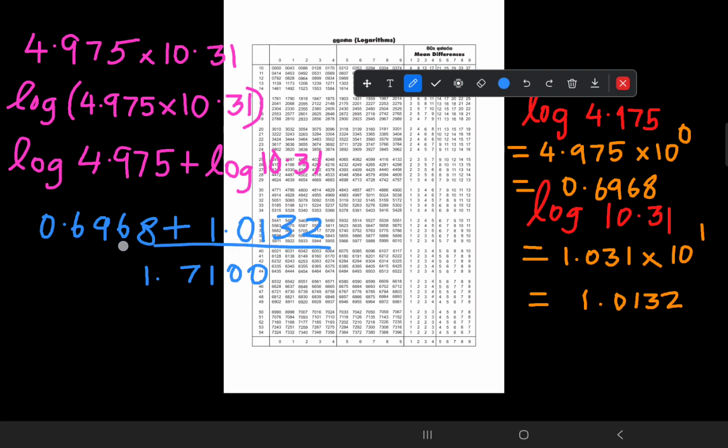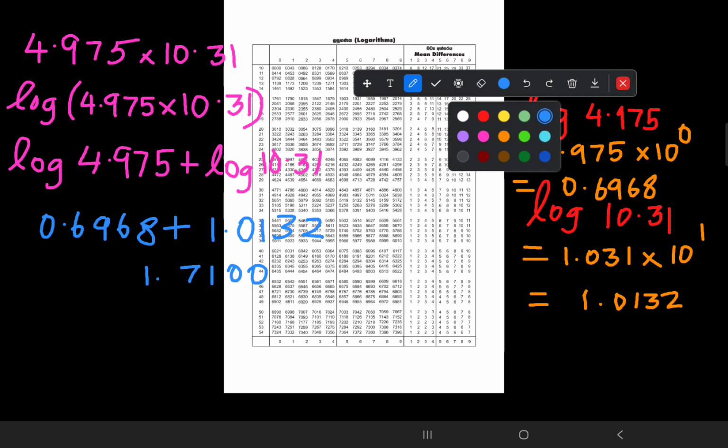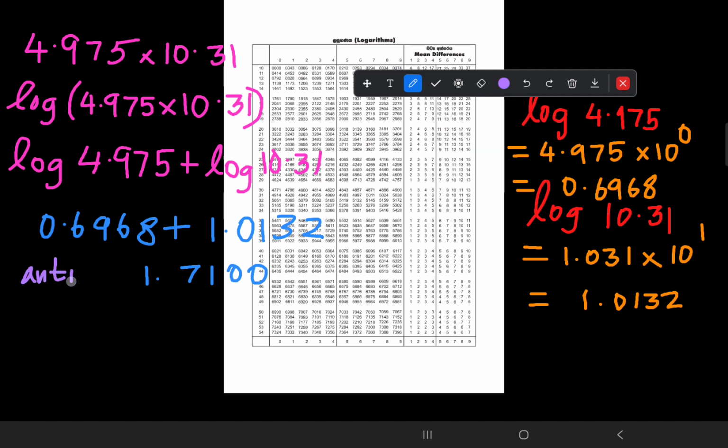When we add these two values, it will become 1.7100. For this, we need to find the antilog. How to find the antilog? You have to search this number inside the logarithmic table. 7100. That should be multiplied with 10 to the power of 1. That's how we can finalize the answer.